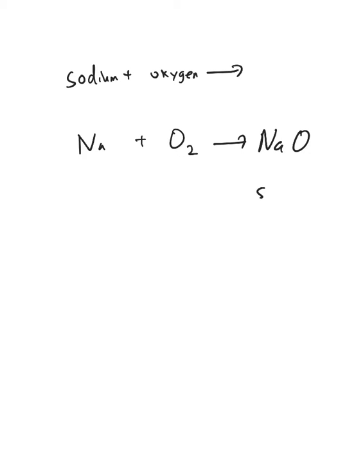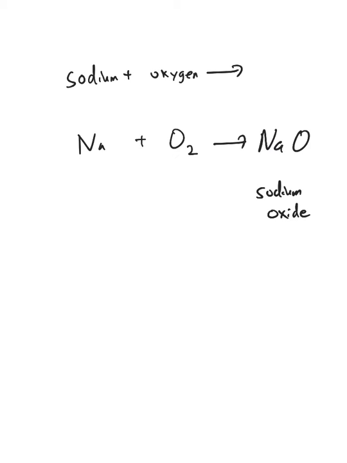Now let's do sodium plus oxygen. Figure out what we're going to make. So sodium is Na, and oxygen is O2. It's one of that list of diatomic molecules that we find in nature when we find these particular elements. And we want to make some sort of Na O compound, sodium oxide.